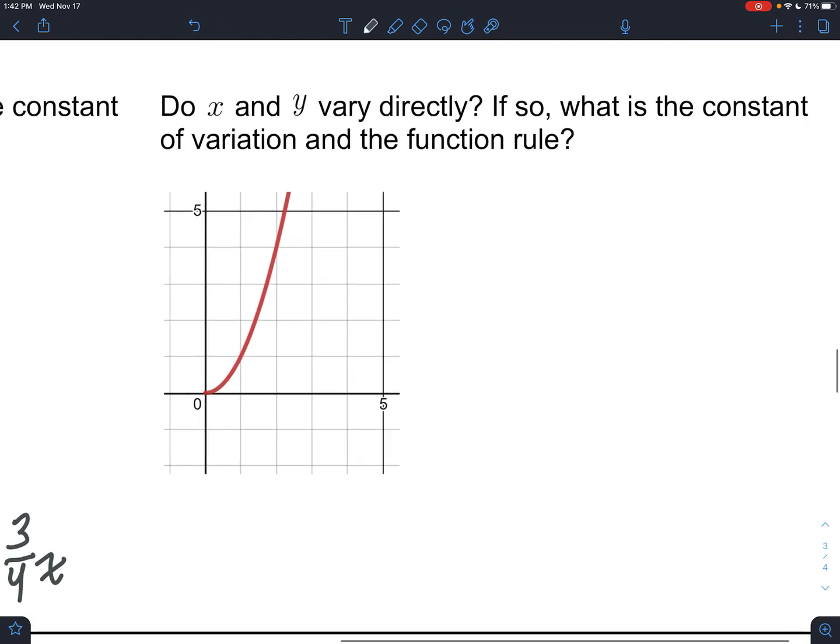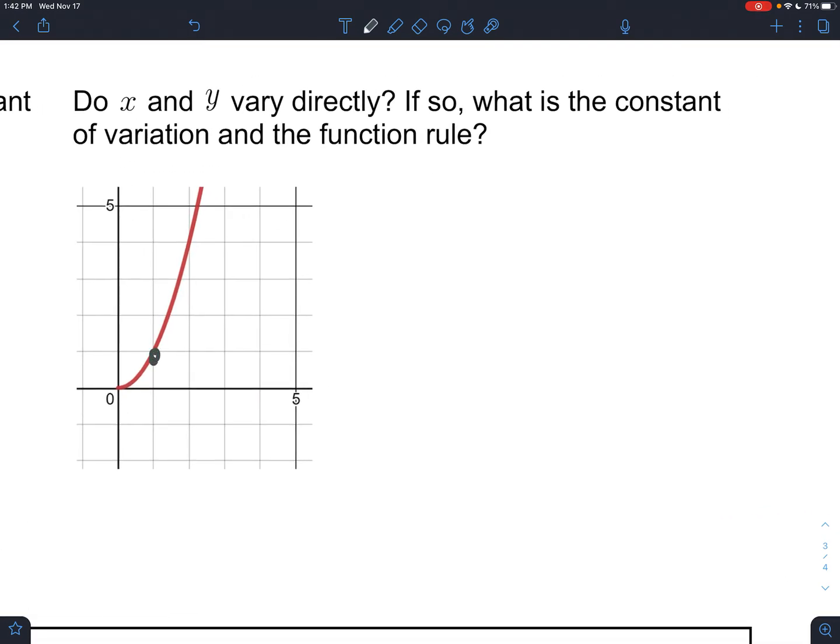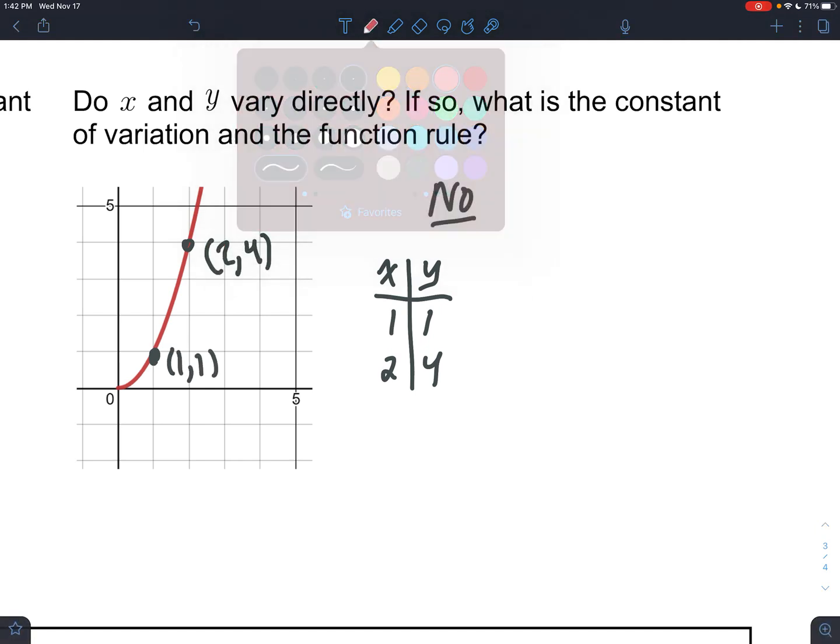What about these though? This doesn't look like a line. So the answer here is no. And a brief reason why it's no. Well, if you plug in the points here into a table, and you try and play that same game we did at the beginning, like multiply by the same number every time, that doesn't work. For the first one, we multiply by 1, but for the next one, we multiply by 2. So it's just not a direct variation.